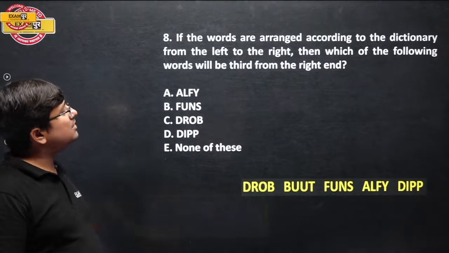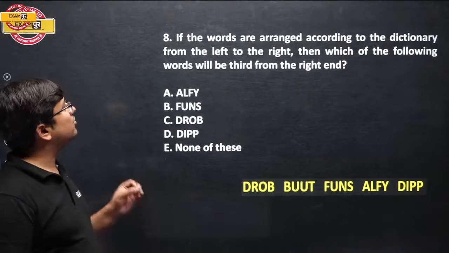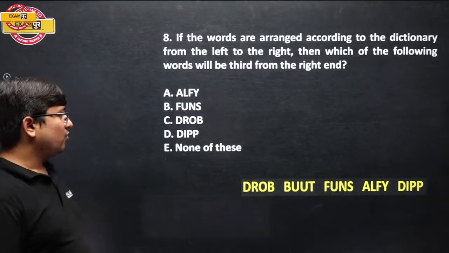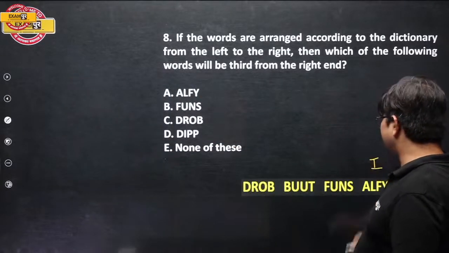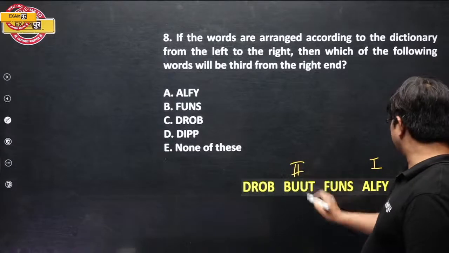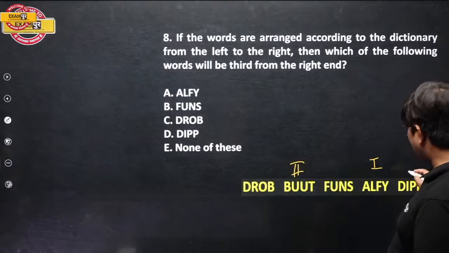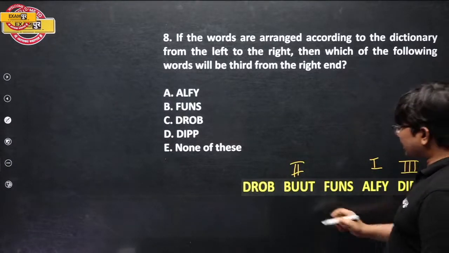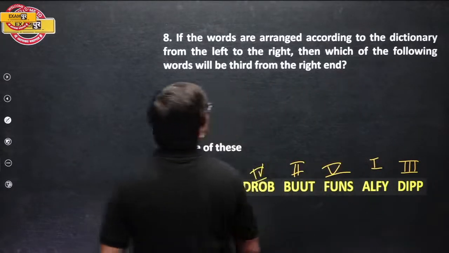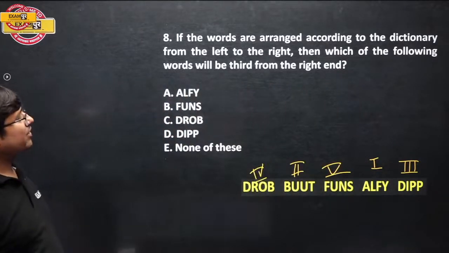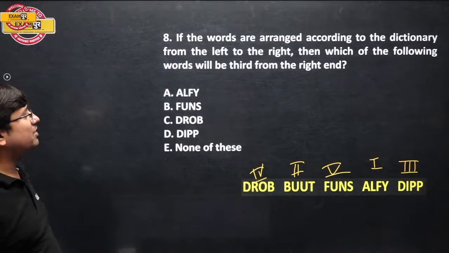If the words are arranged according to dictionary from left to right. First this will be arranged, then this will be arranged, then DI will be arranged, then DR will be arranged, and then funds will be arranged. So if the words are arranged according to dictionary from left to right, then which of the following words will be third from the right?